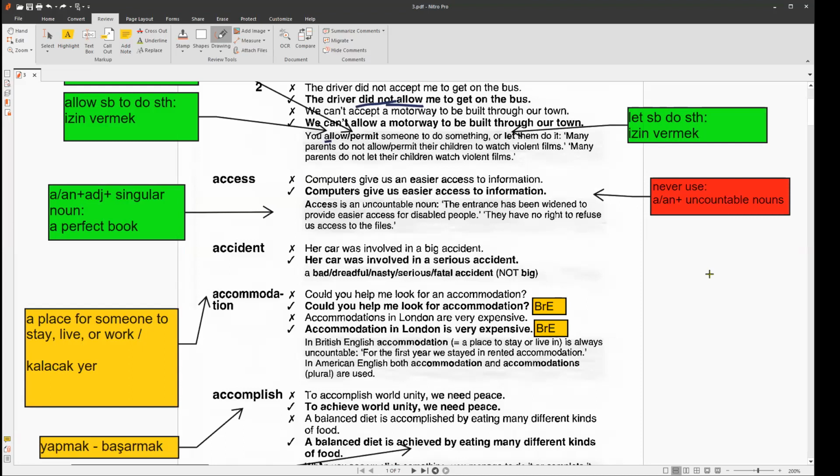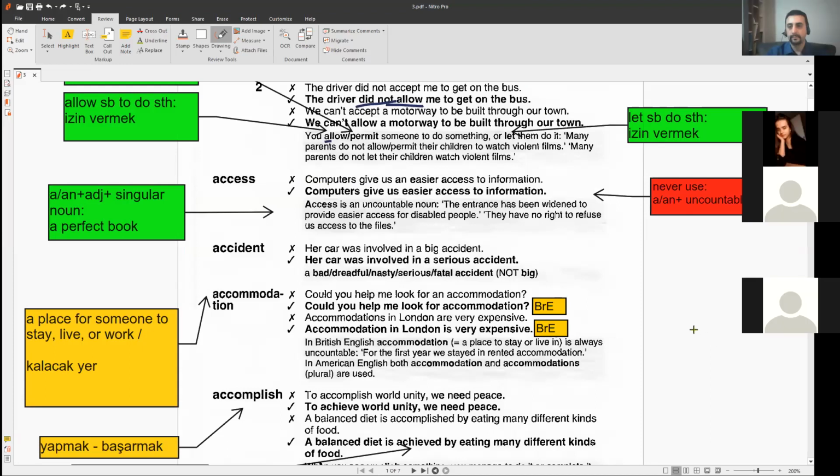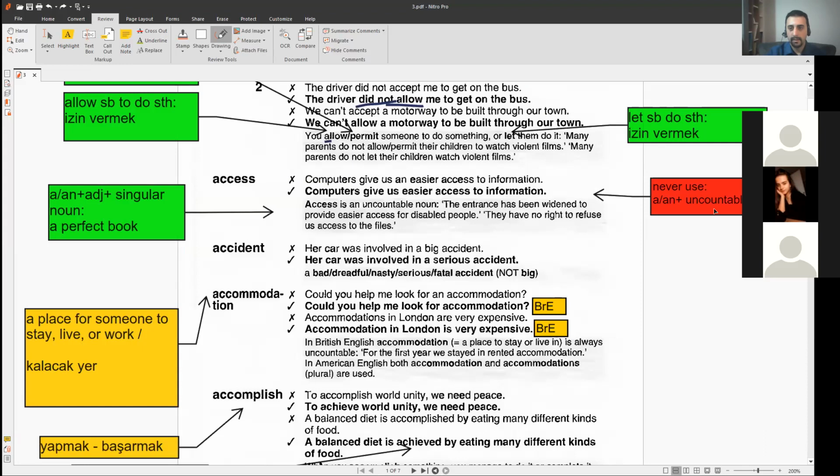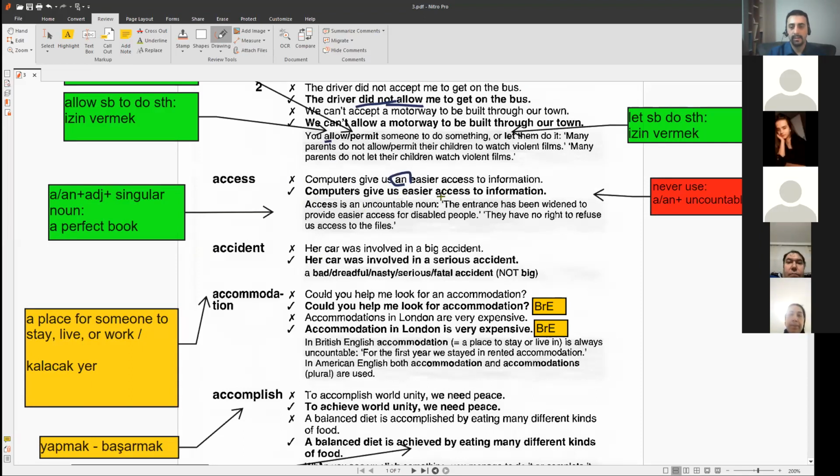A strong lady or a gentleman? I can read it. Yes, Özlem, right? Okay. Please. Computers give us an easier access to information. Computers give us easier access to information. What are the differences between these ones? It's just an. Give us an easier, give us easier. So let's read this part, Özlem.